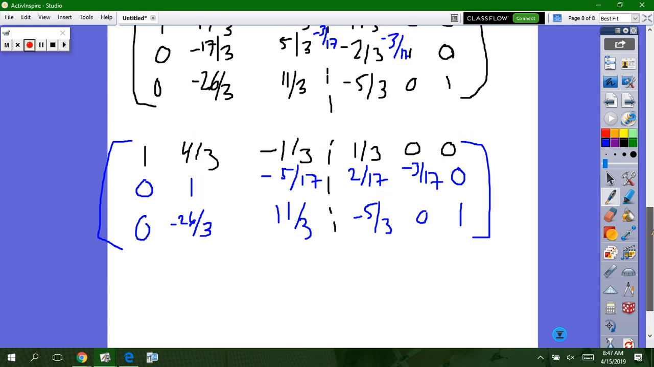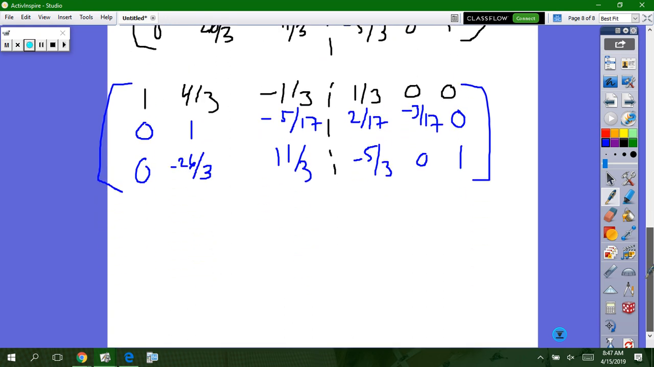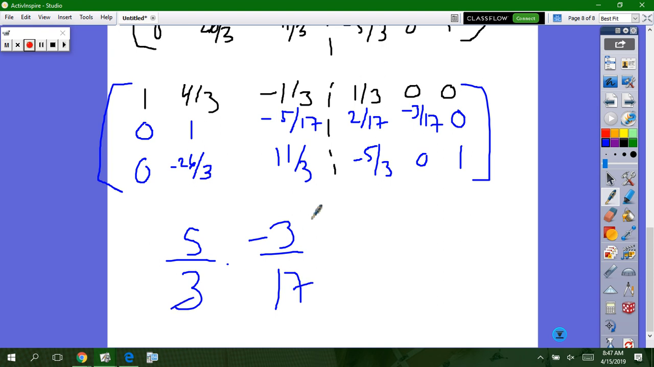No problem. Okay. How did I get the result? So I had 5/3, and I'm timesing by negative 3/17. So what I did is those 3's canceled out. Hence the negative 1 times 5 is negative 5, and then 17 on the bottom.